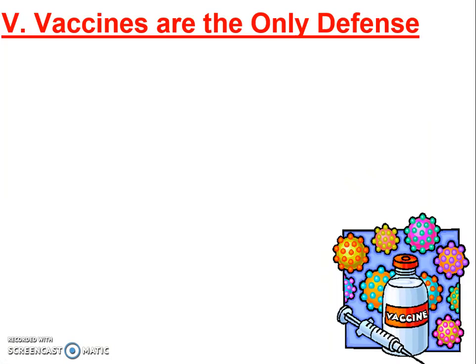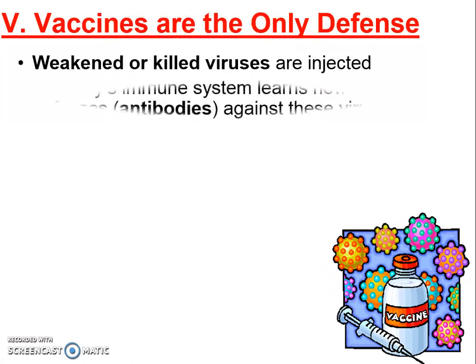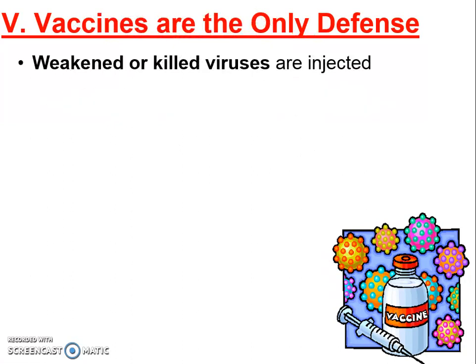Vaccines are really our only defense against viruses. And how do they work? Well, a vaccine includes in the needle a weakened or killed virus. And I know that sounds scary, but they're tested, and that virus cannot do anything long term to you because it's weakened or killed. It doesn't fully function.